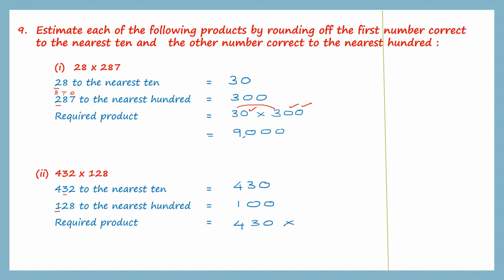430 into 100. Now since it is 1 there, it's easy. We can do 43, this whole thing into 1. So 43 into 1 is 43. Now count the number of zeros. We have 1, 2 and 3. We have 3 zeros. Let's add 1, 2, 3 zeros. So we have 43,000, which is our required product.